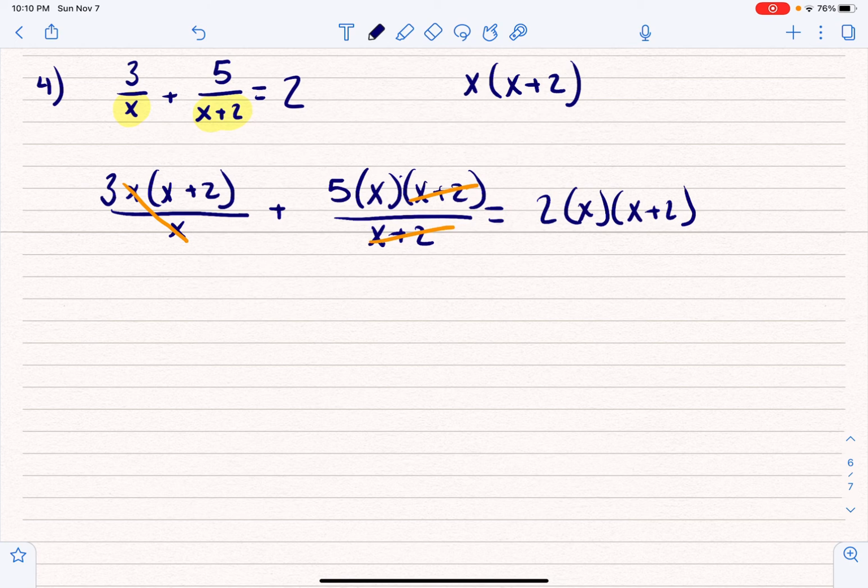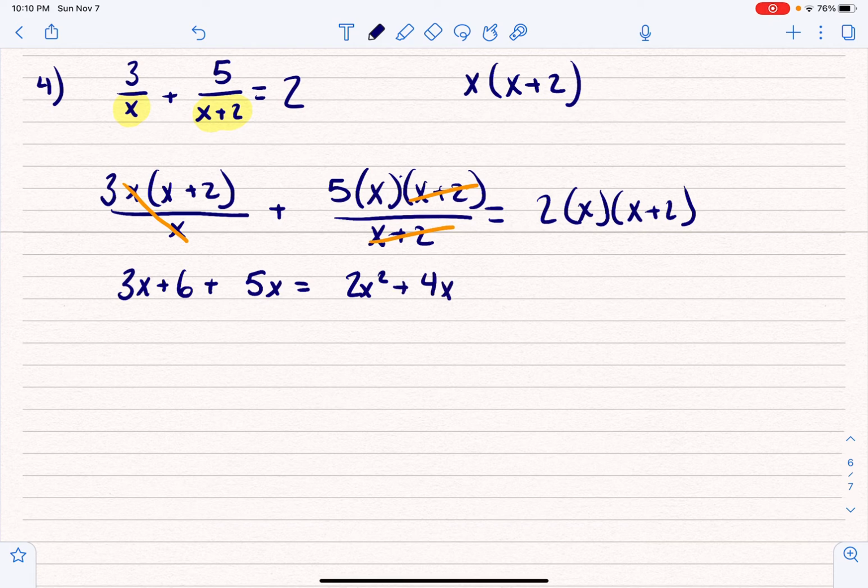Okay? So on this first one, we can distribute the 3. We'd have 3x plus 6. On the second one, we just have 5x. And on the last one, we'd have 2 times x would be 2x squared. And 2 times x times 2 would be plus 4x.